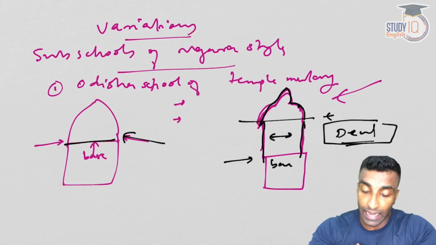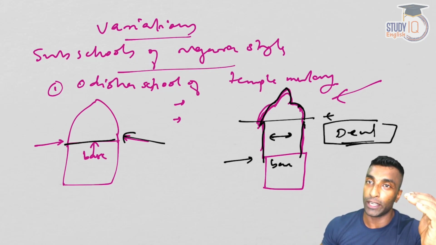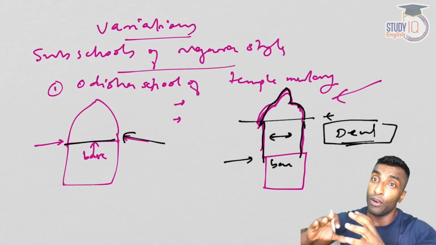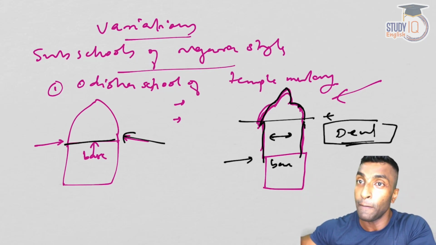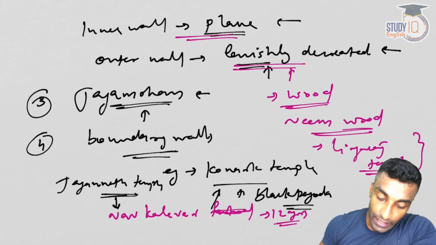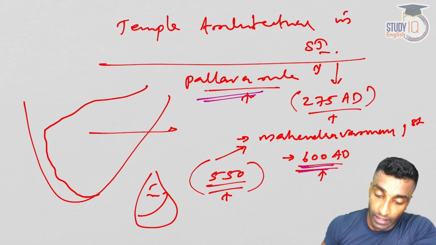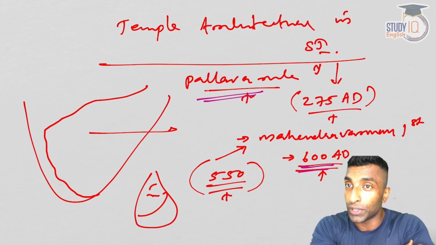Now guys, variations I will be discussing later. In fact, I have done this discussion. Variation also I'll compare together along with the Odisha school, Chandela school and Solanki with Vijayanagar and the Nayaka style. So I'm not going to discuss that in this session. So let's quickly now go to the temple architecture in South India.